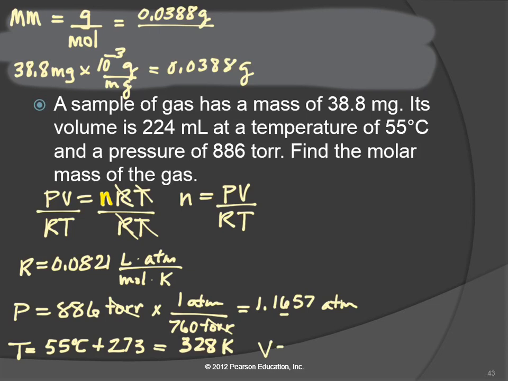Volume. 224 milliliters. What does it need to be in? Liters. So we need to divide by milliliters, multiply by liters. Milli means 10 to the minus 3, so we stick that up here. Units cancel out. We get 0.224 liters. Now we have everything with correct units, so we can plug these things into the equation.